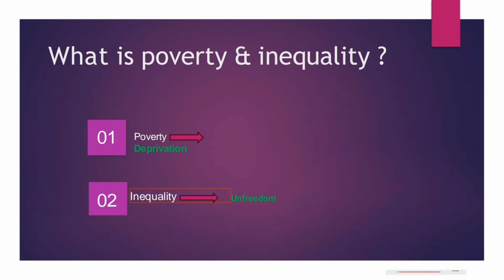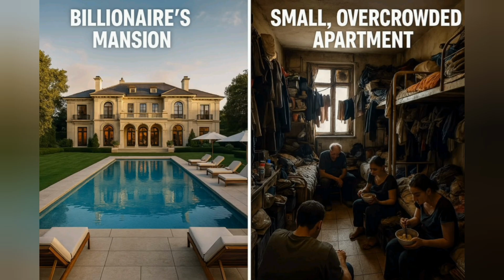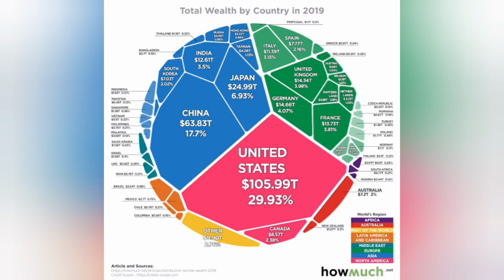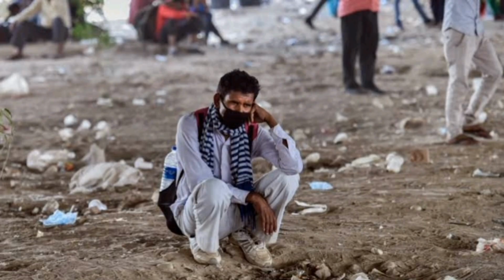What is inequality? Inequality, on the other hand, is about disparities, the gap between the rich and the poor. Even if people are not in extreme poverty, inequality exists when a small group controls most of the wealth while others struggle to improve their lives. Example, think about a country where the top 1% owns 90% of the wealth. Even if others aren't starving, the lack of access to resources and opportunities creates deep inequality.